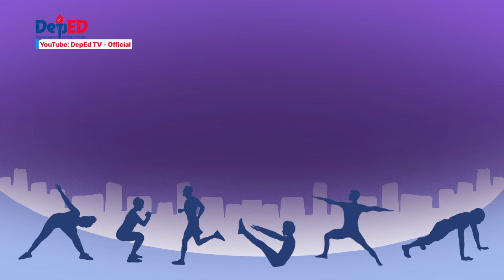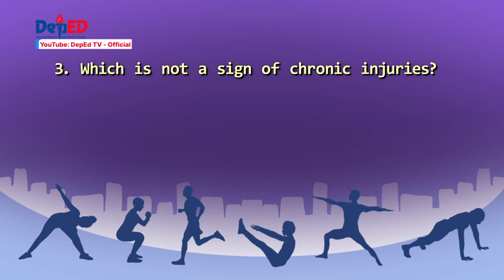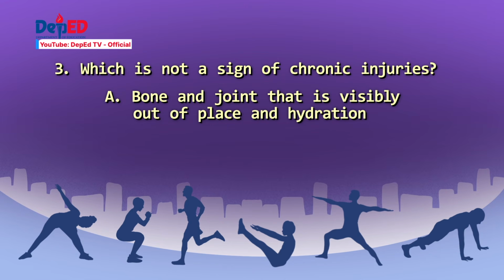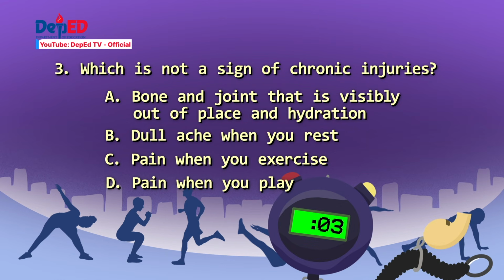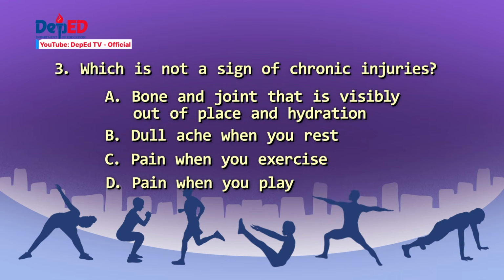Next, we have number 3, which is not a sign of chronic injuries. A, bone and joint that is visibly out of place and hydration. B, dull ache when you rest. C, pain when you exercise. Or D, pain when you play. The correct answer is letter A, bone and joint that is visibly out of place and hydration.